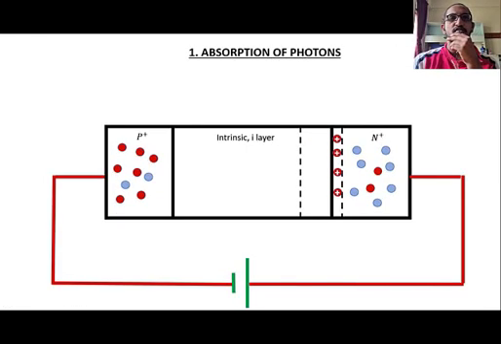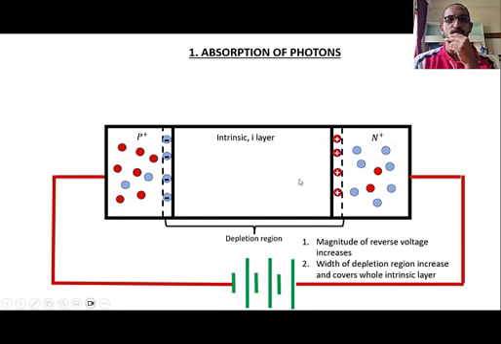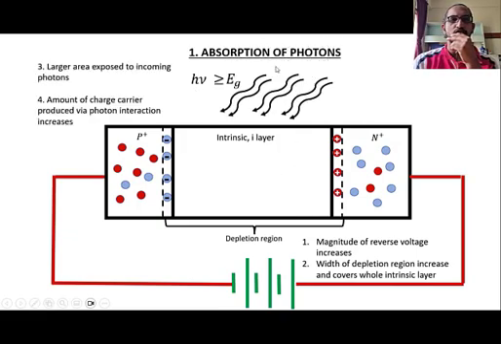There are three main steps involved in the working of a PIN photodiode. Firstly is the absorption of photons. As the magnitude of the reverse voltage increases, the depletion region between the P and N-type semiconductor will increase until the width of the depletion region covers the whole of the intrinsic region, where it is swept free of mobile charges. This allows for a larger area exposed to the incoming photons, thereby allowing a larger amount of electron-hole pairs to be generated when struck by an incident photon.